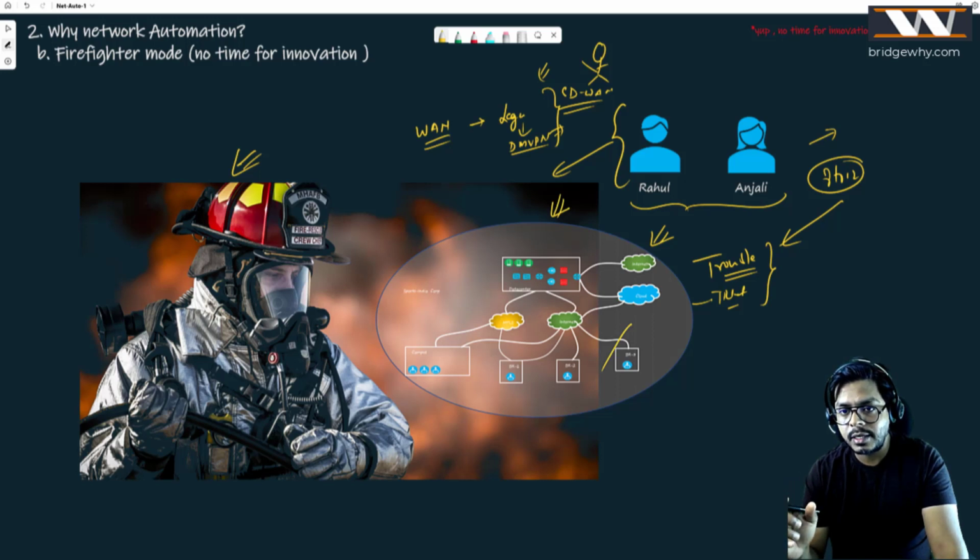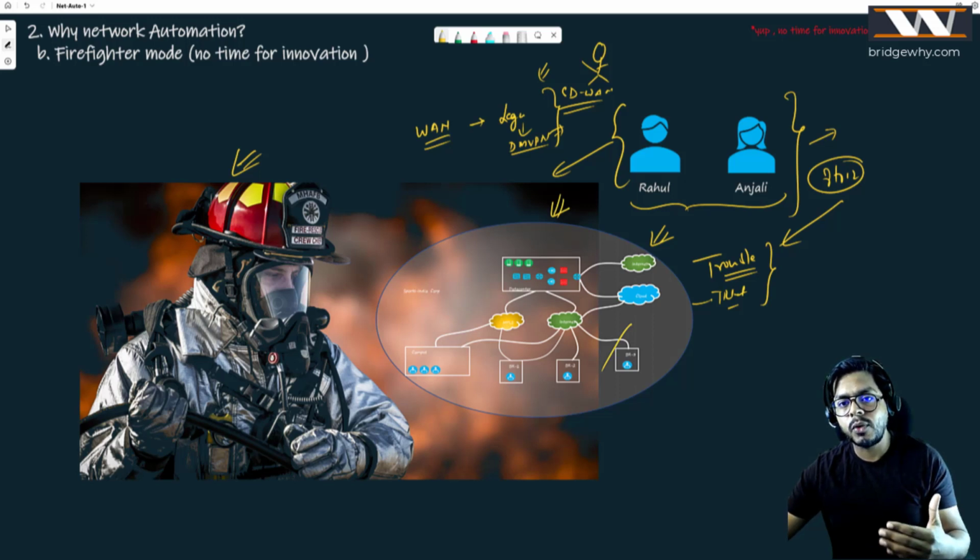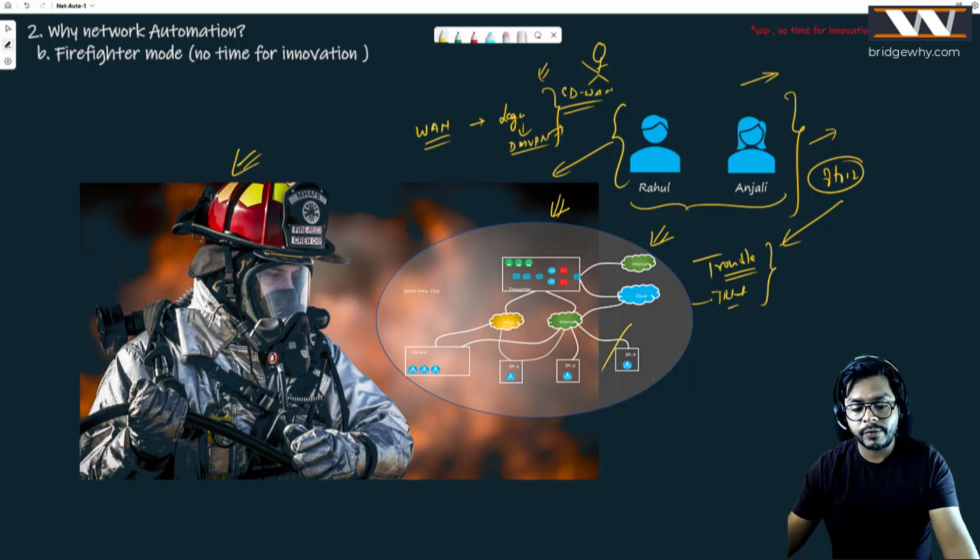Most of their networking staff is busy troubleshooting the network. Nobody has time to innovate the network. This is the problem, right? So can we do something for this company so that the networking staff can spend more time innovating the network instead of troubleshooting it? And the answer is that whatever the day-to-day, repeatable work, if you can do that work with the help of a machine, with the help of a program, then it is going to be important.